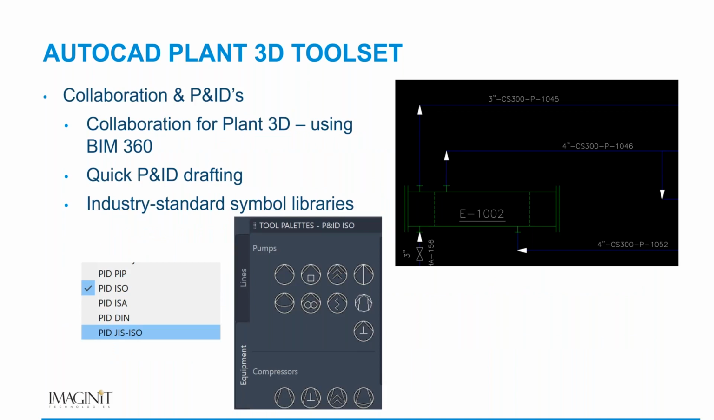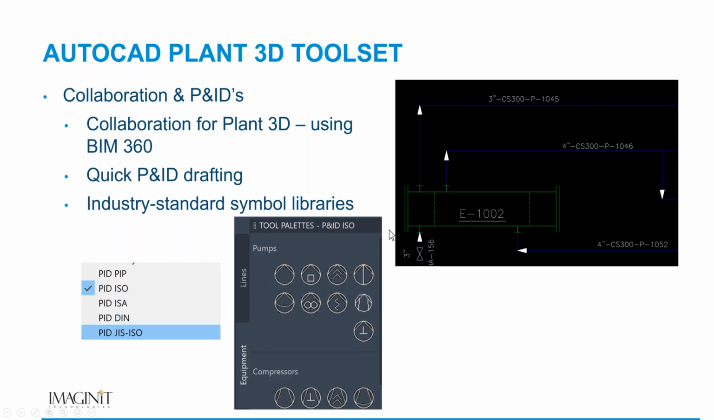So with your collaboration in P&ID, when you collaborate for Plant 3D using BIM 360, obviously we've talked about quick P&ID drafting. You've got your standard P&ID drafting, so that's P&ID ISO, P&ID PIP, ISA, and these are all workspaces you can actually choose. When you choose the correct workspace, it'll bring up the correct tool palette with the correct standard industry symbol libraries. And then when you add this stuff, it comes in here.